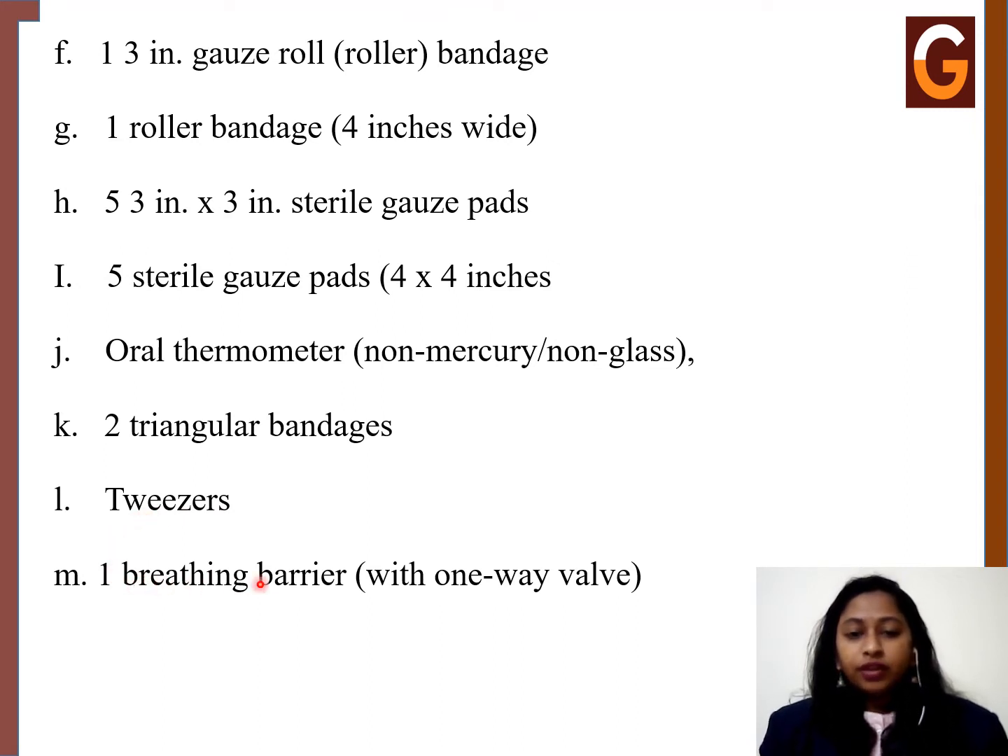This is a one-way barrier where we usually give mouth-to-mouth breathing. To make it a safer way, we usually use the breathing barrier. So I will be showing the pictures for that as well in the coming slides.